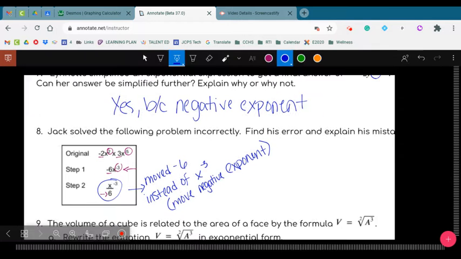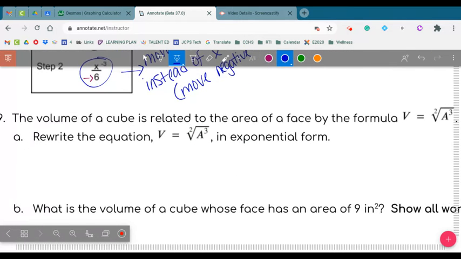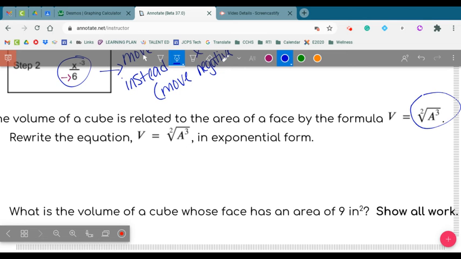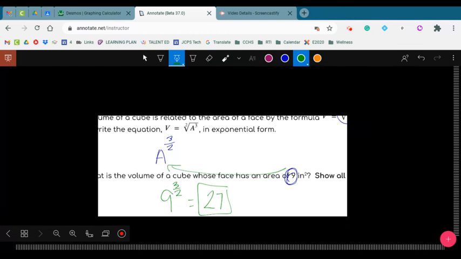Okay, let me know if you guys have any questions on that. Last one, the volume of a cube is this lovely formula. Write it in exponential form. A is your base, 3 is your numerator, 2 is your denominator. It then gives you the area, which we take and plug in for A. So we get 9 to the 3 over 2, and you plug this in your calculator, and you will get 27. And that is your answer.